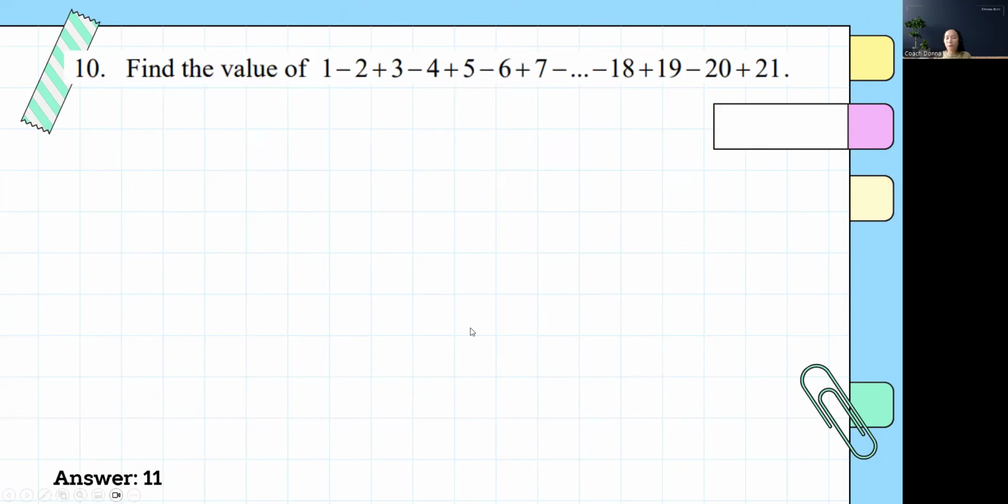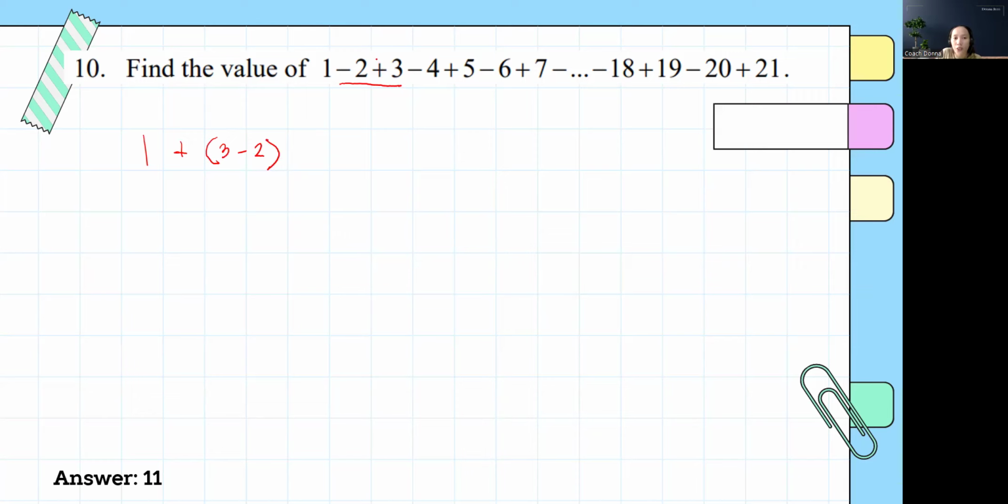Okay, find the value of 1 minus 2 plus 3 minus 4, and so on and so forth until we have minus 20 plus 21. To get the answer for this one, we will have to switch some places here. So we have 1 plus, let's switch the places of these two numbers: 3 minus 2.